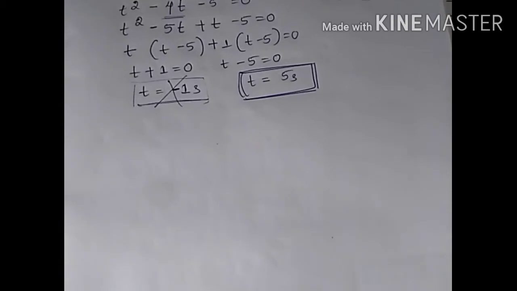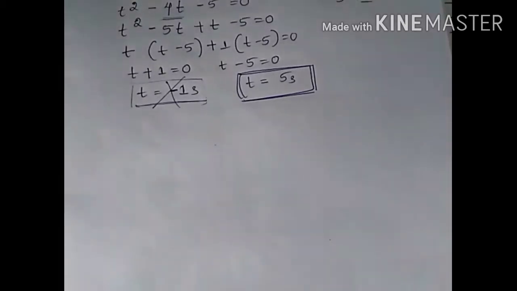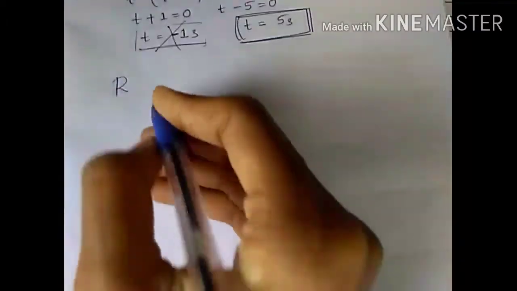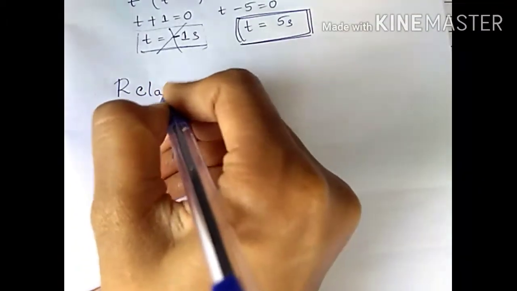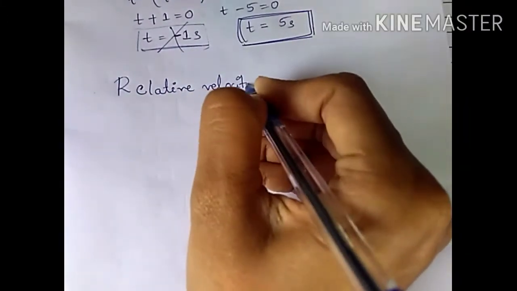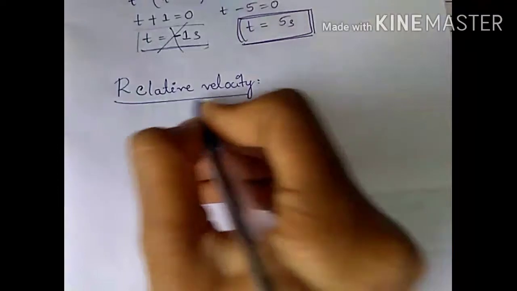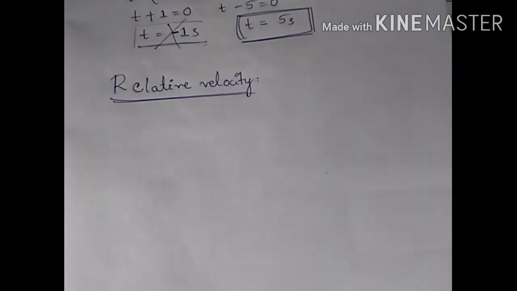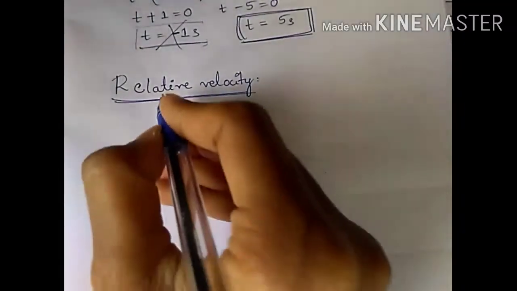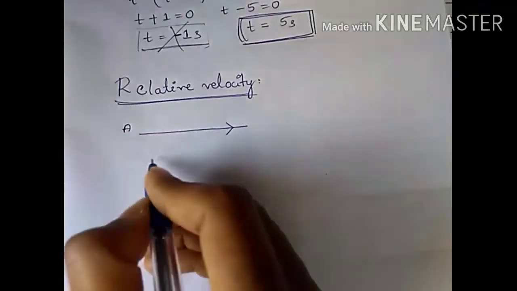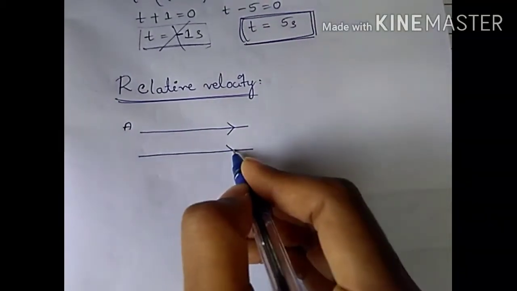Now let us understand another topic of this chapter, that is relative motion. This is again an important concept to understand. When two objects move in a straight line, let's suppose there are two objects, object A and object B.